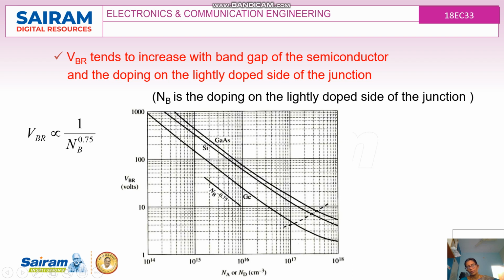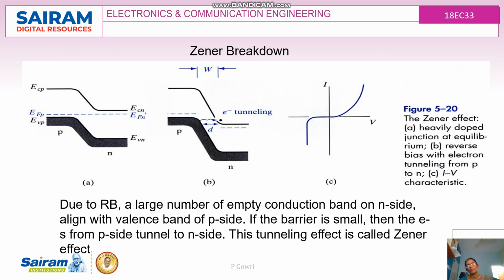That is, for a particular doping concentration of 10 power 17, the breakdown voltage for germanium is around 7, whereas for silicon it is 12, and for gallium arsenide it is still more. And also we can see that as we increase the doping of the semiconductor material, the breakdown voltage decreases even for the same material. So this breakdown mechanism is of two types. One is called Zener breakdown and another one is called avalanche breakdown.